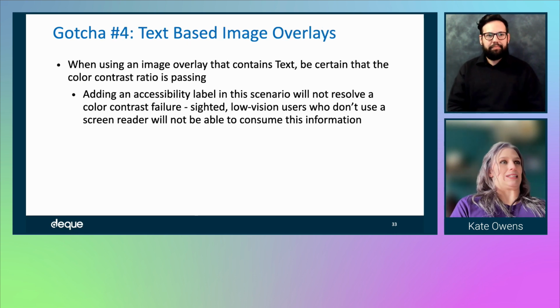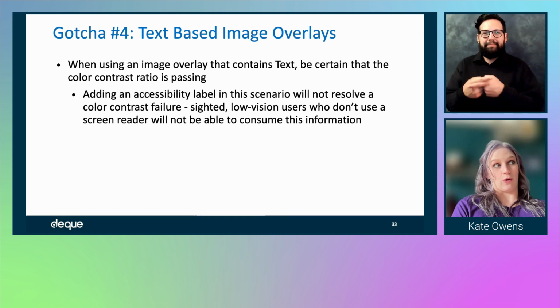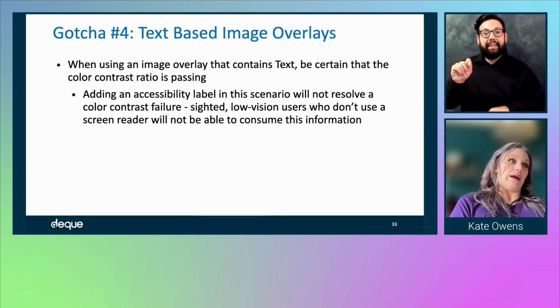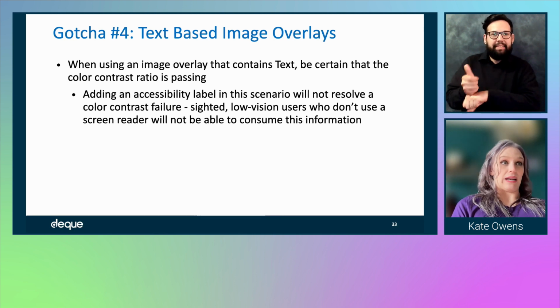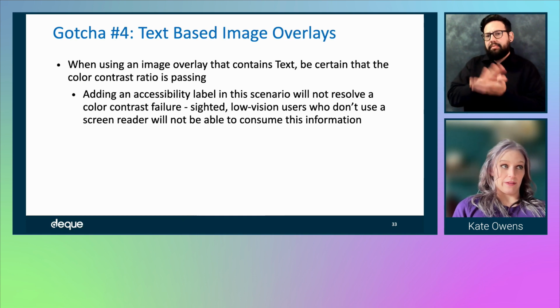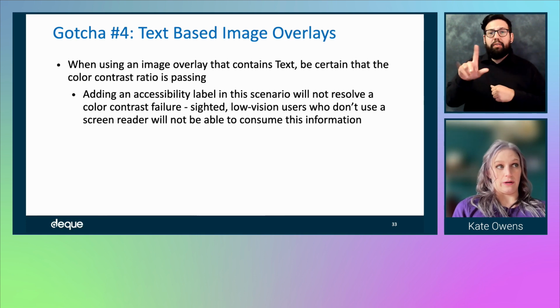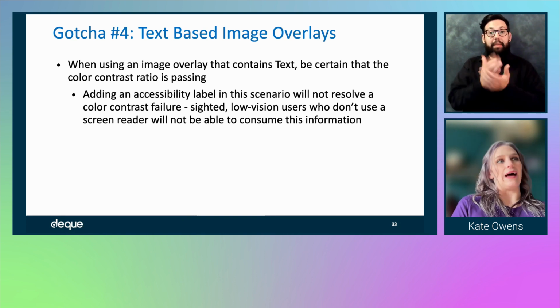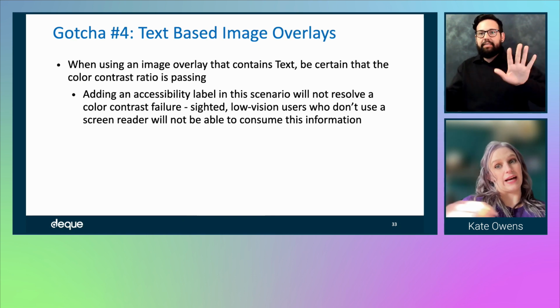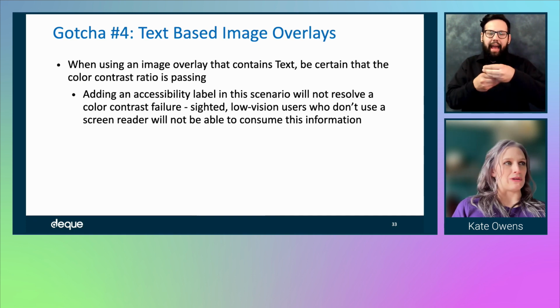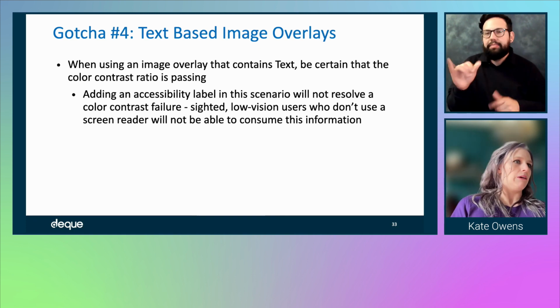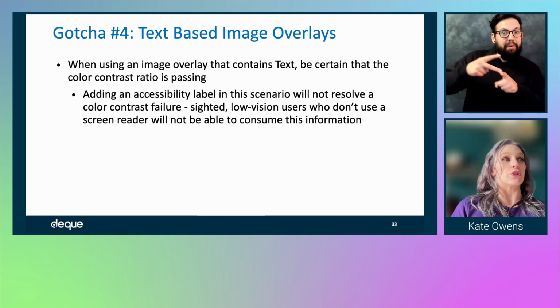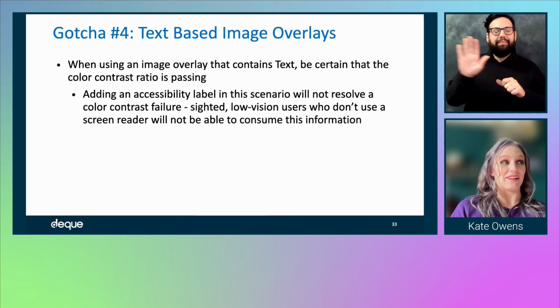Gotcha number 4, text-based image overlays. In SwiftUI, they have a really cool thing. You can add overlays onto elements. There's one scenario where you can add an overlay onto images. And if you do that and you make an overlay that's text, like a watermark would be kind of what that would be like, you've really got to be sure that the color contrast ratio is passing, because that can be a huge issue.